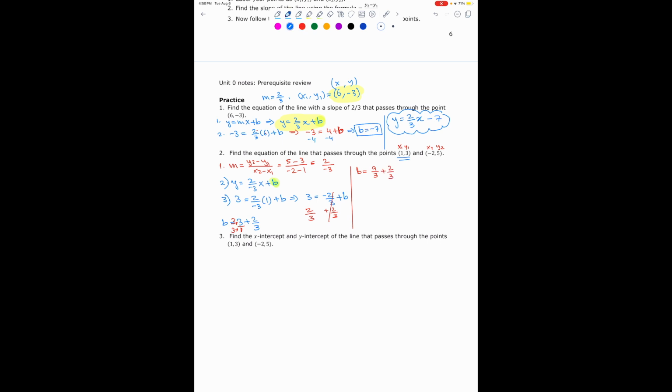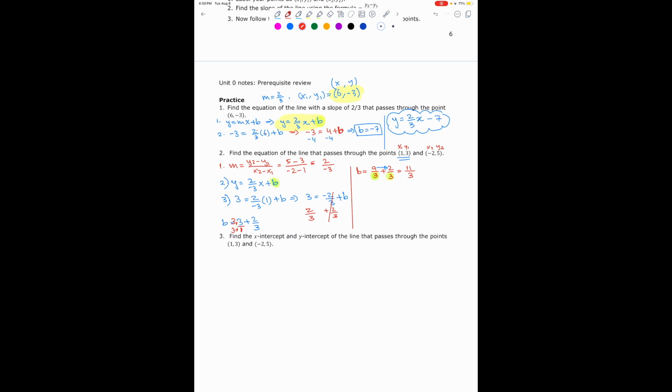Now when we add fractions, we only add the tops. We leave the denominator the same because the denominator tells us what type of fraction it is. So we just add the tops. When the denominators are the same, we can add the numerators. So to do that, we get 11 over 3. So that is the y-intercept.